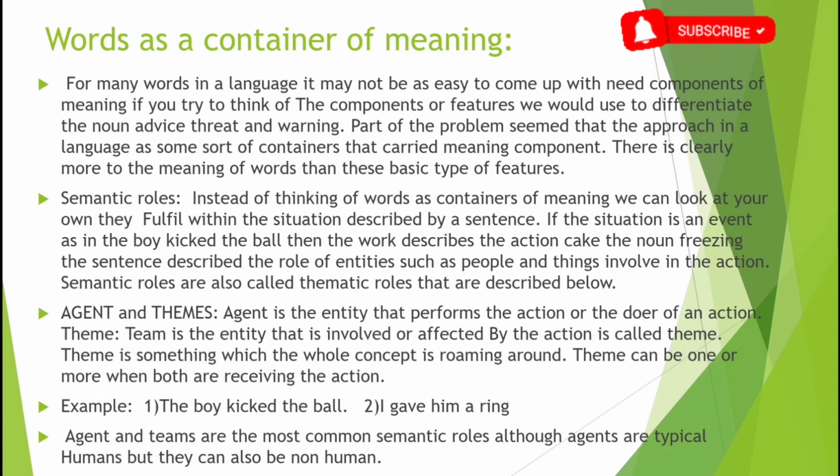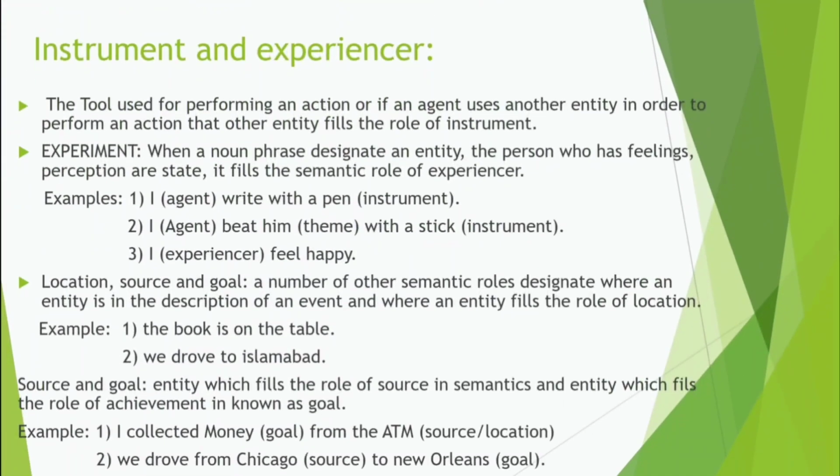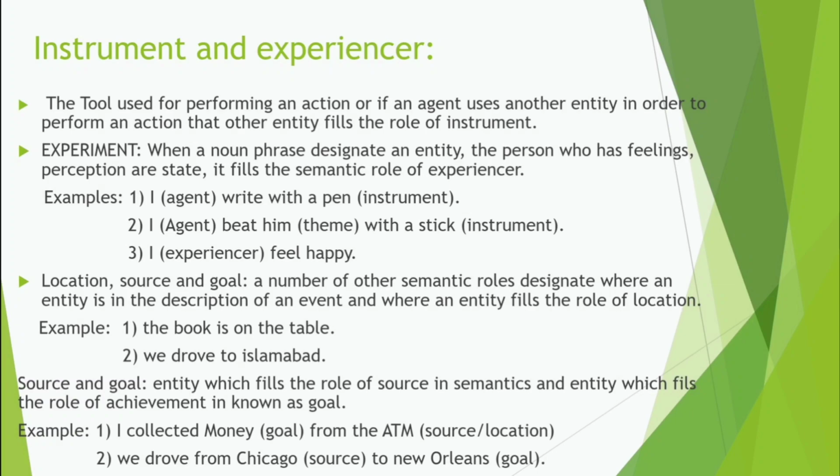I hope you have understood that semantic roles come under the heading of words as a container of meaning, and basically what it means: the concept of agent and theme, and the examples. Let's begin with another topic, that is instrument and experiencer. Now you see, there would always be an instrument and an experiencer. For example, I would be an agent, and if I write with a pen, then pen is the instrument. Talking about experiencer, it is what you feel. So I feel happy. This is what I feel, so I am experiencing a situation, so I would be an experiencer.